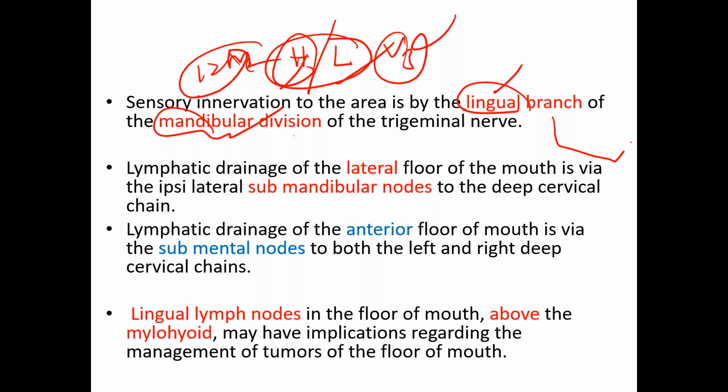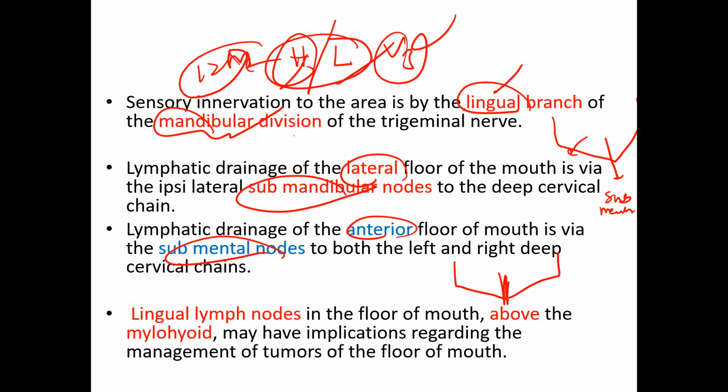How is the lymphatic supply? Anteriorly, it goes to the submental nodes, and laterally, it goes to the submandibular nodes. Every time you take a structure in the body, the midline structures are drained bilaterally by the lymph nodes. Midline is drained bilaterally.